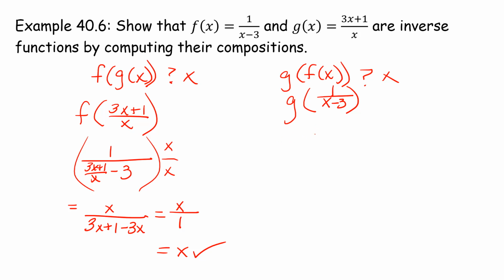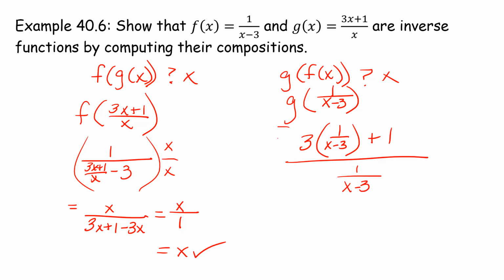So I'm going to take the g function, and wherever I see an x, I'm going to put 1/x minus 3. So that's going to equal 3 times 1/x minus 3 plus 1 over 1/x minus 3.